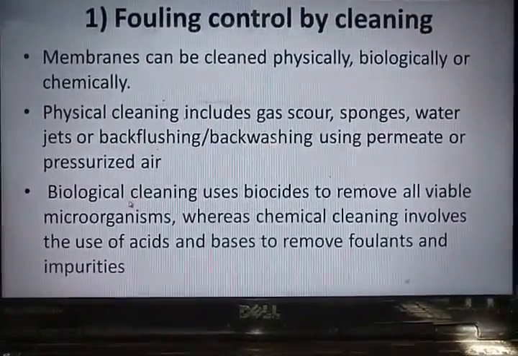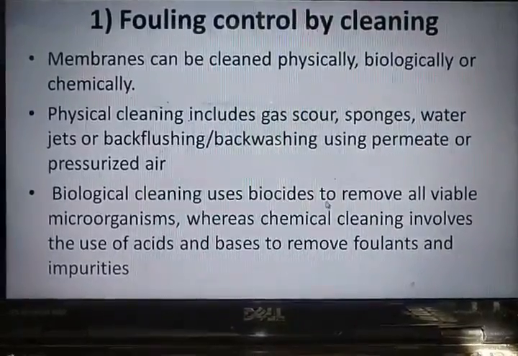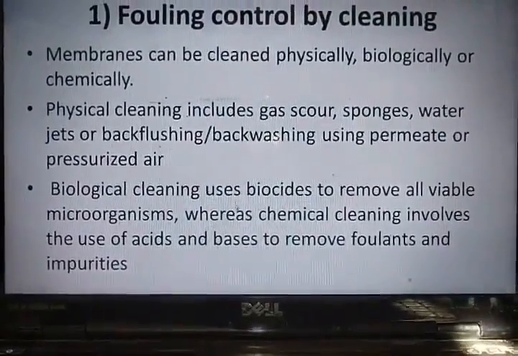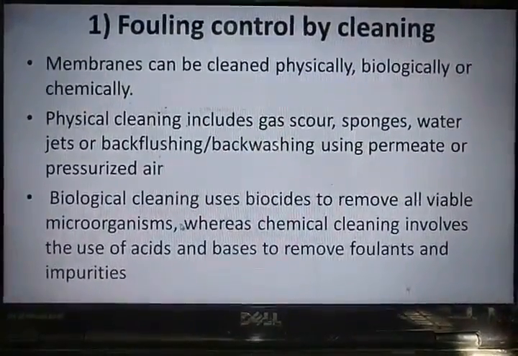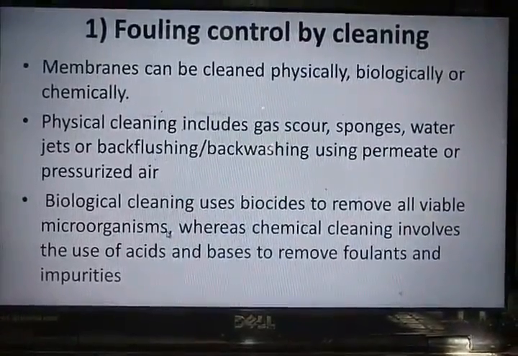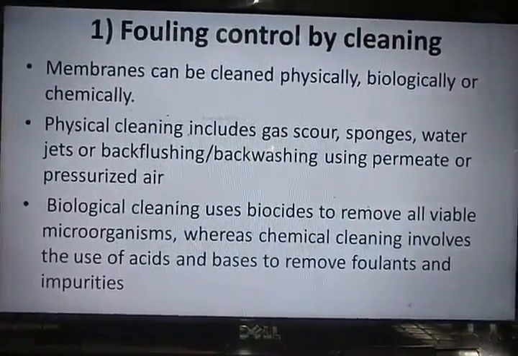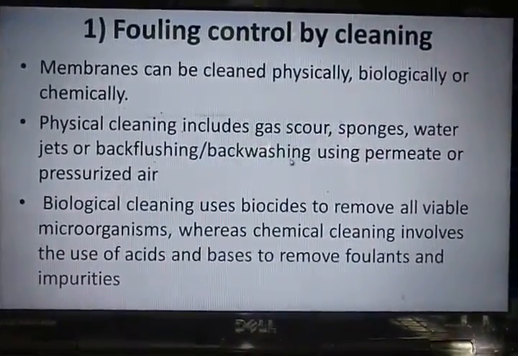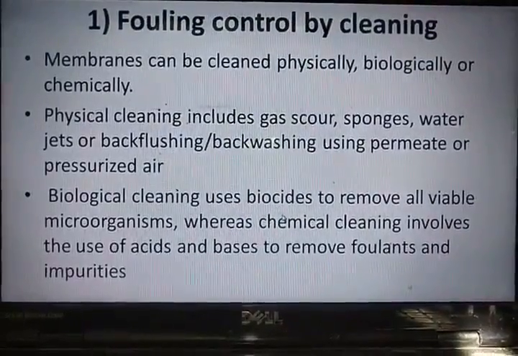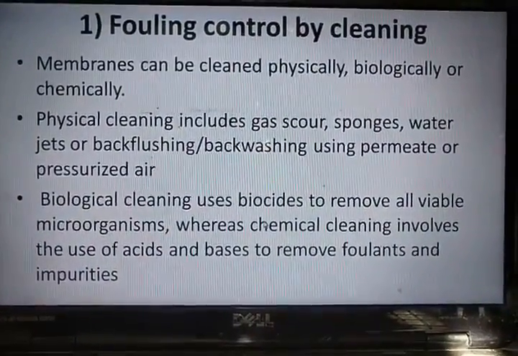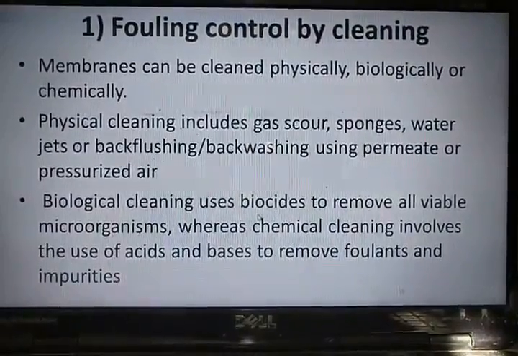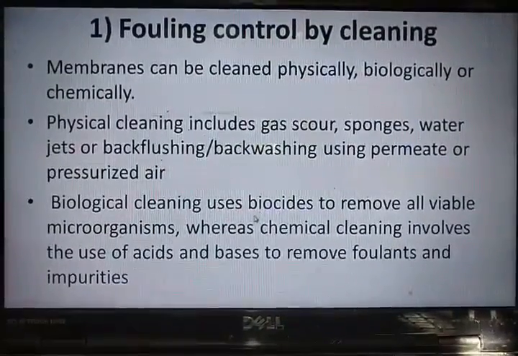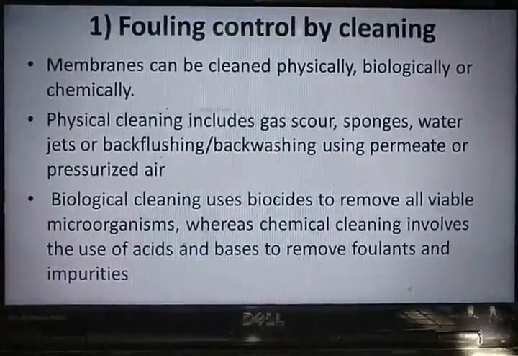It also includes the biological cleaning. That means we use certain biocides to remove all the viable microorganisms. That means there could be some deposition of living organisms onto the membranes which are present in the impure water. Okay, and these will get deposited on the membrane surfaces, and we can use certain biocides to kill the organisms. That means we can use some strong oxidizing agents. Okay, so that is chlorine, and also we can use copper sulfate solution to kill some of the microbes.